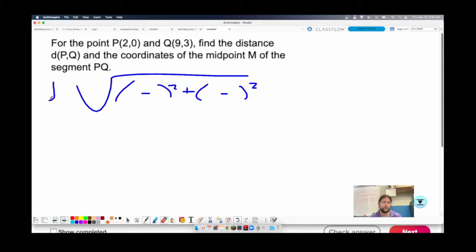So, distance formula. This is quiz 3 review. Subtract your x's, subtract your y's. The order doesn't matter, but typically people write it this way. You just have to keep the same order. Even on this one, since we're squaring them, that wouldn't even matter.